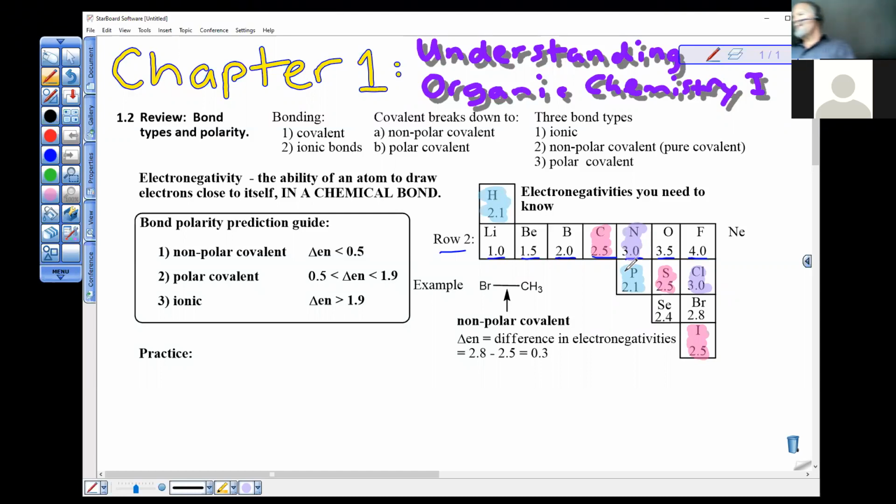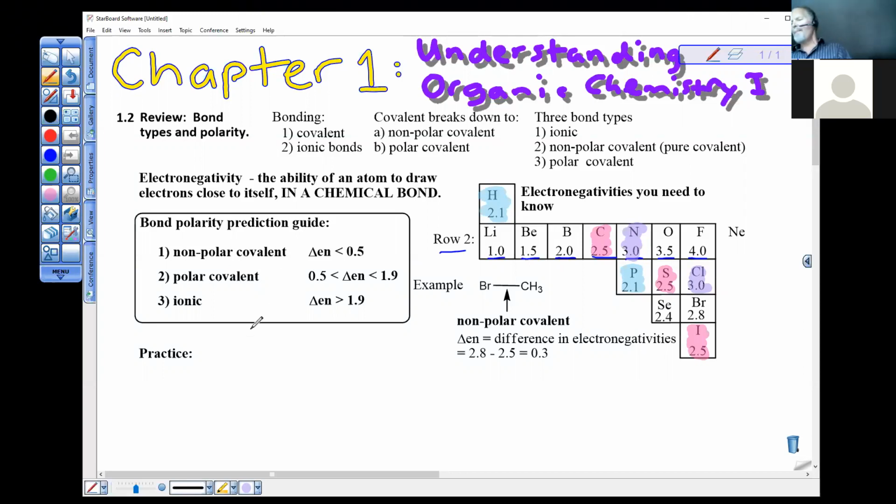Why do we have to learn such things as electronegativity? Well, it tells us if bonds are polar or nonpolar. It's one of the factors that tells us if bonds are polar or nonpolar. If you have a difference in electronegativity, that's what delta EN stands for, of less than 0.5, then the electrons are almost equally shared by the atoms, and that's a nonpolar bond. And they're shared, so it's called covalent, which breaks down to sharing of valence.